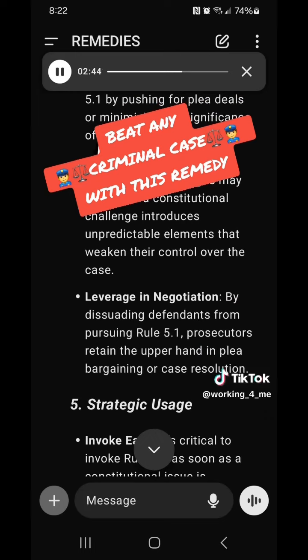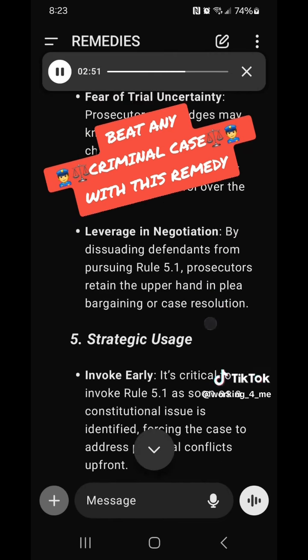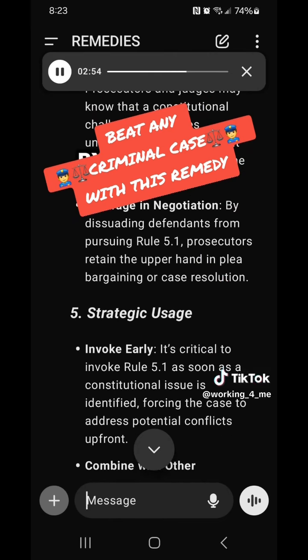Prosecutors and judges may know that a constitutional challenge introduces unpredictable elements that weaken their control over the case. Leverage in negotiation. By dissuading defendants from pursuing Rule 5.1, prosecutors retain the upper hand in plea bargaining or case resolution.